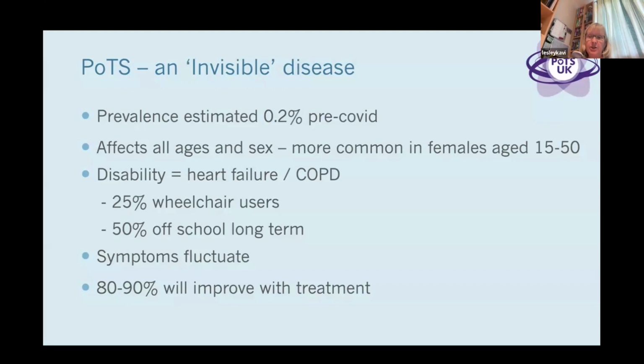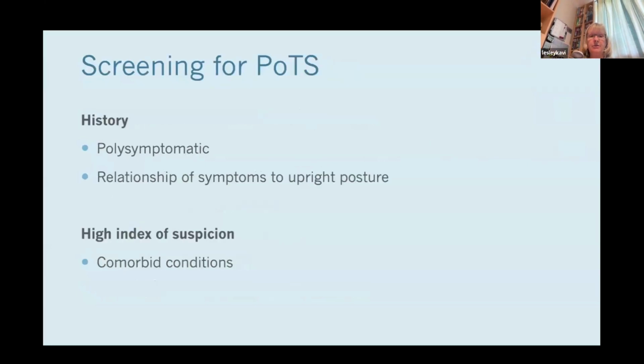Symptoms tend to fluctuate just like they do in long COVID, and this can make it very difficult, for example, for patients to get back to work after they're starting to feel a bit better, because they often have frequent relapses. But it's really important to identify it, because 80 to 90% of patients will significantly improve if given appropriate treatment.